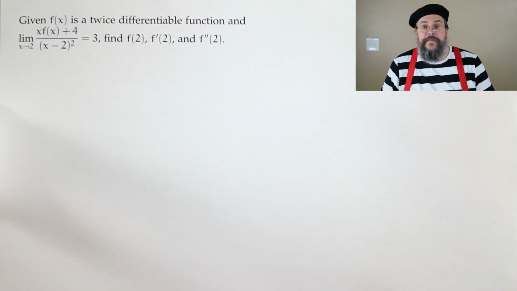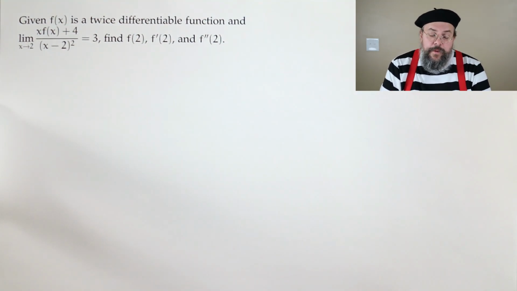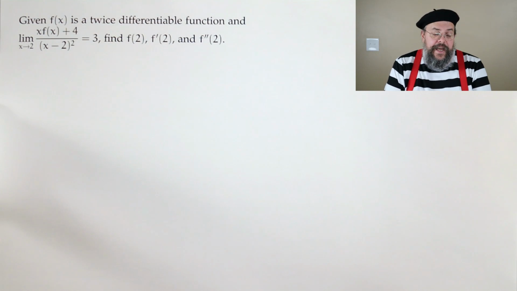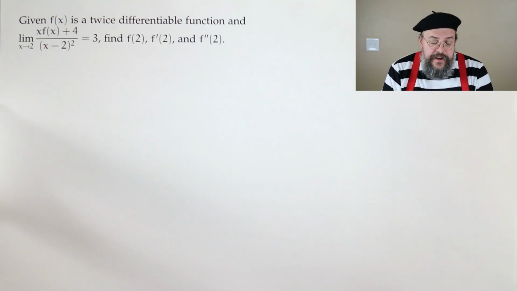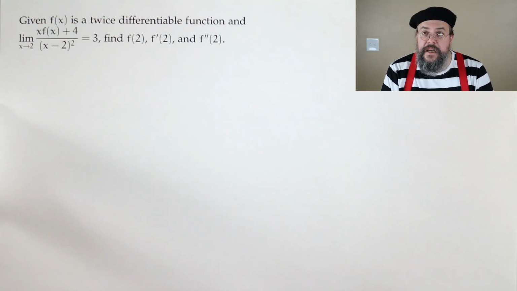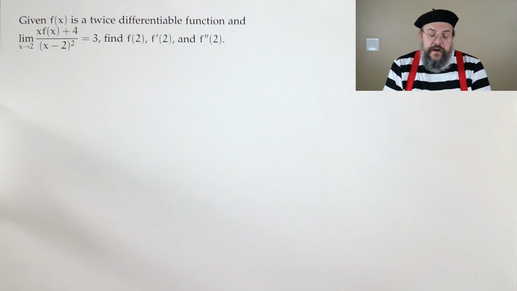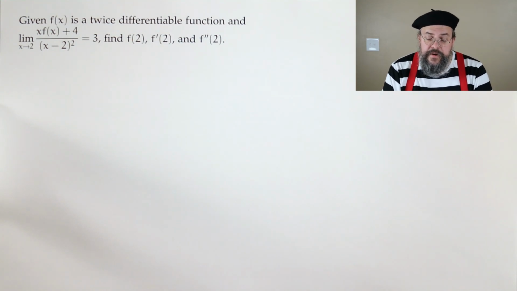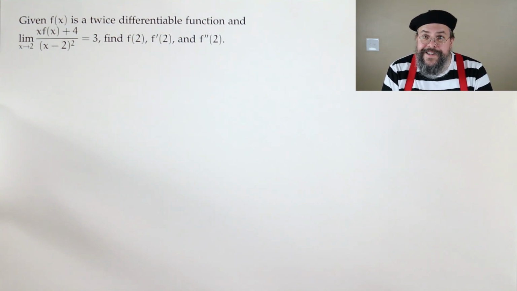All right, given that f of x is a twice differentiable function, and the limit as x approaches 2 of x times f of x plus 4 divided by x minus 2 squared is equal to 3, well, find f of 2, f prime of 2, and f double prime of 2.